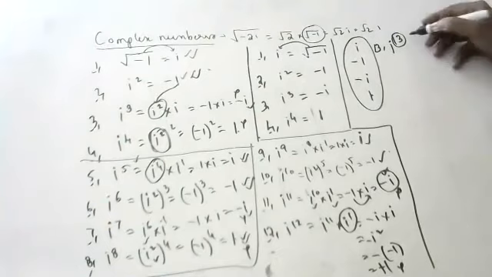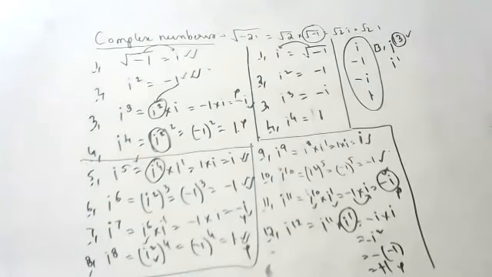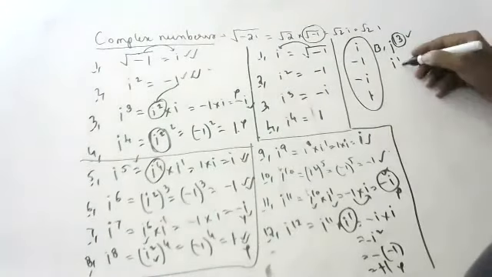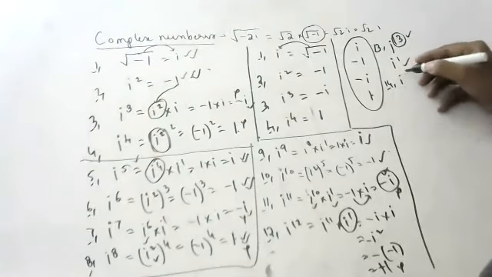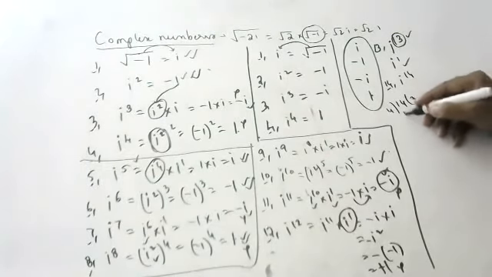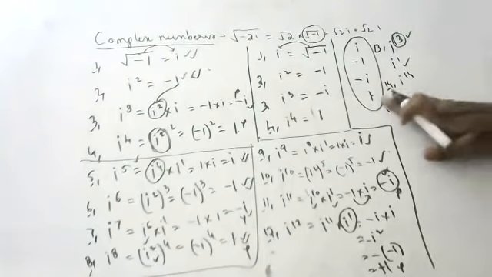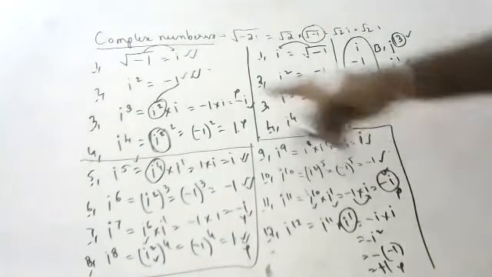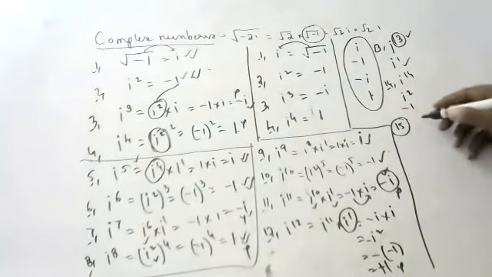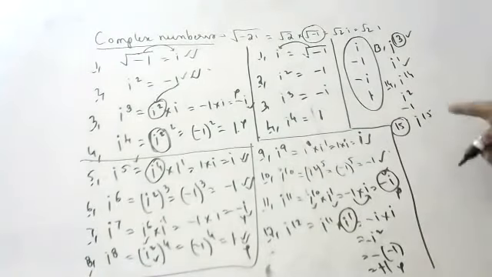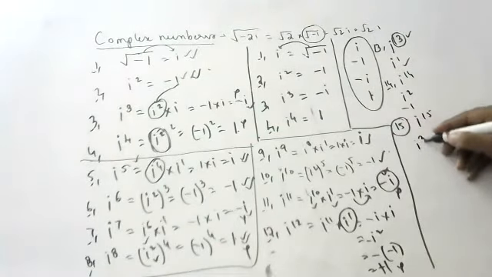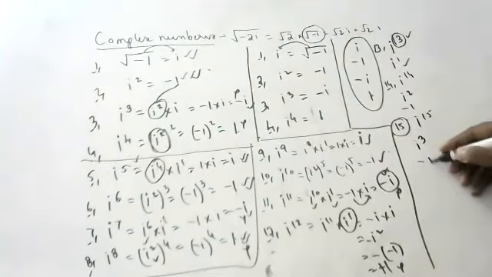So I13 means you can write it as I to the power of 1. I to the power of 1 is how much, children? I only. Those who did not understand, I14. If you divide 14 with 4, what remainder will you get? 2. So directly we can write I2. I2 is how much? I square is minus 1. I to the power of 15: when you divide 15 with 4, what remainder will you get? 3. Directly we can write I3. I3 is how much, children? Minus I.